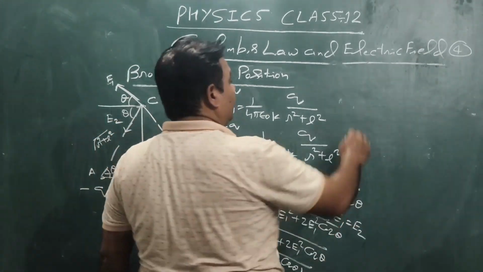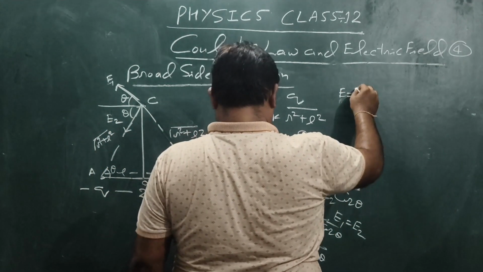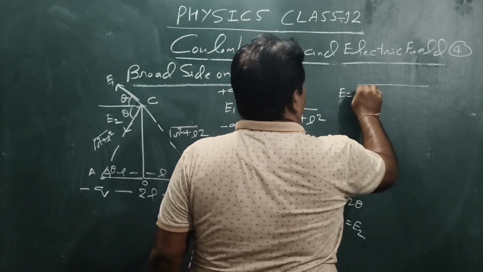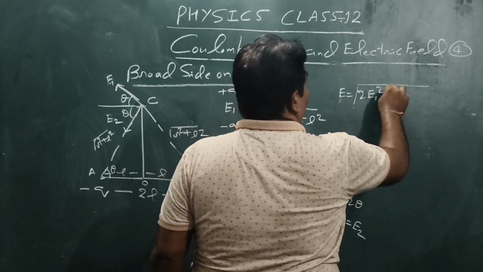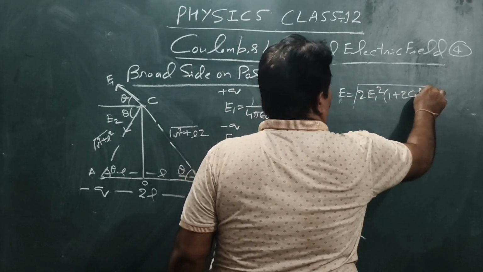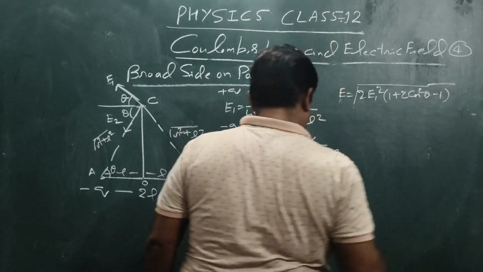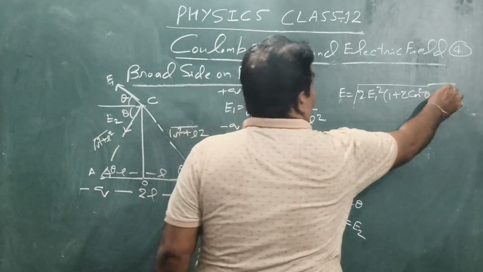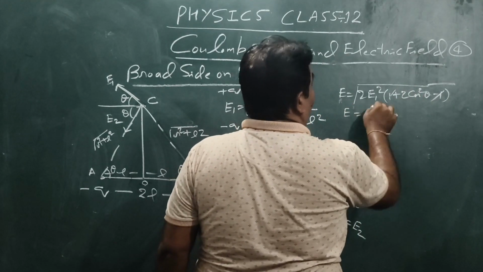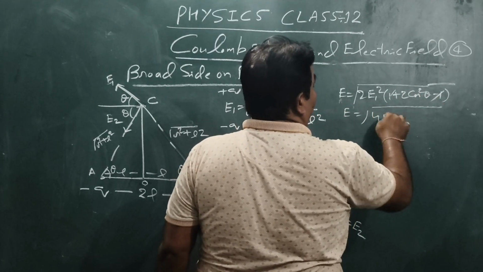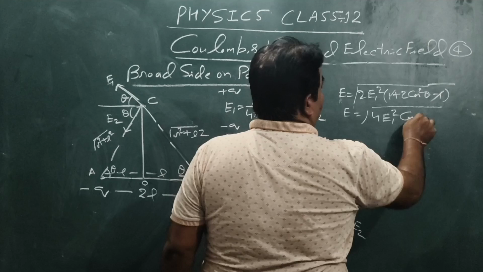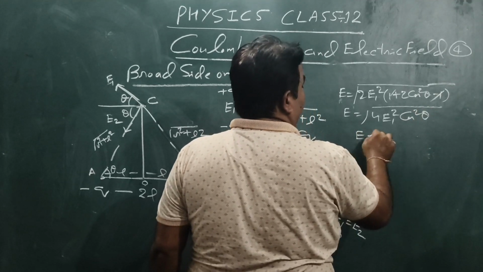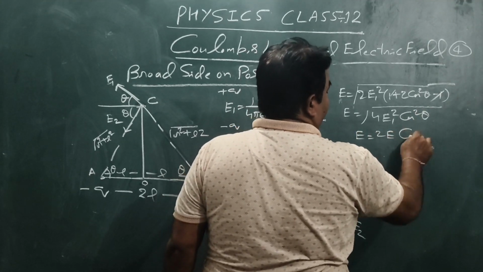Now E is equal to under root 2 E1 square, 1 plus 2 cos square theta minus 1. This is the formula of cos 2 theta. Now the 1 cancels out. E is equal to under root 4 E1 square cos square theta, so we take root: 2 E1 cos theta.